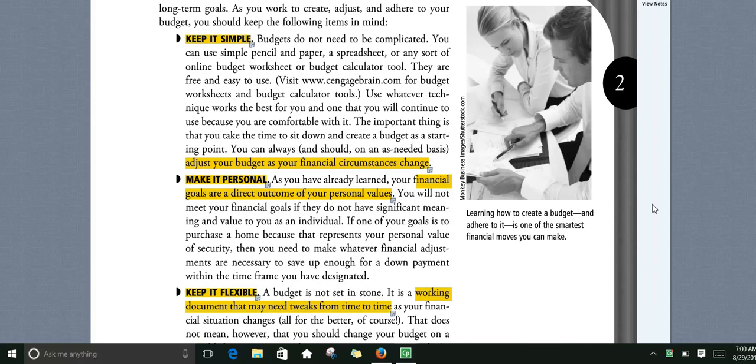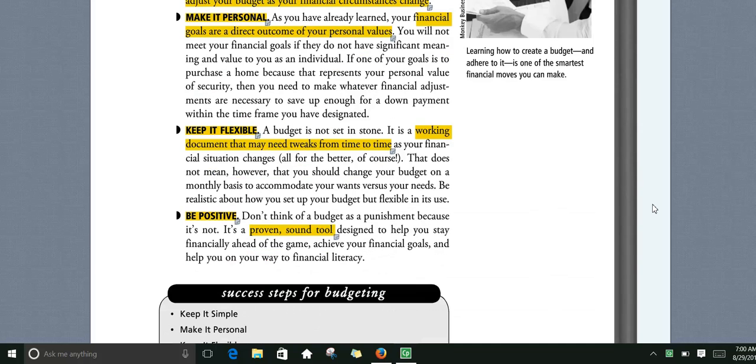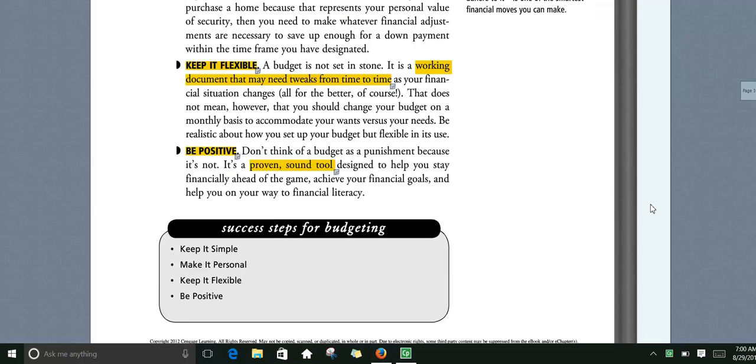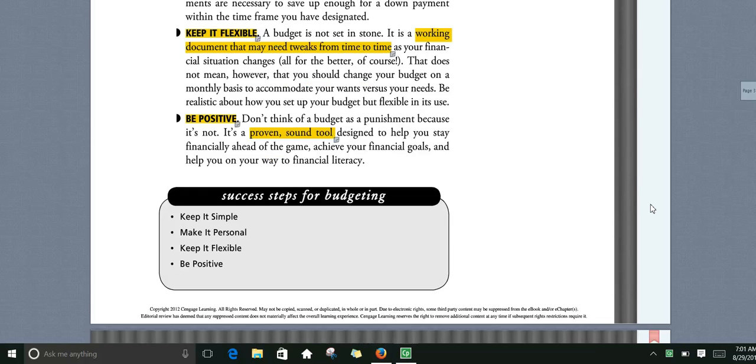Make it personal. As we learned in the first chapter, financial goals are a direct outcome of your personal values. So each of our budgets will be very personal to us. Keep it flexible. We've already said that as changes occur, you will need to adjust it. So it is a working document that may need tweaks from time to time as your circumstances change. Be positive about it. It's not supposed to be a negative or a consequence, but it's a proven sound tool that will help you.